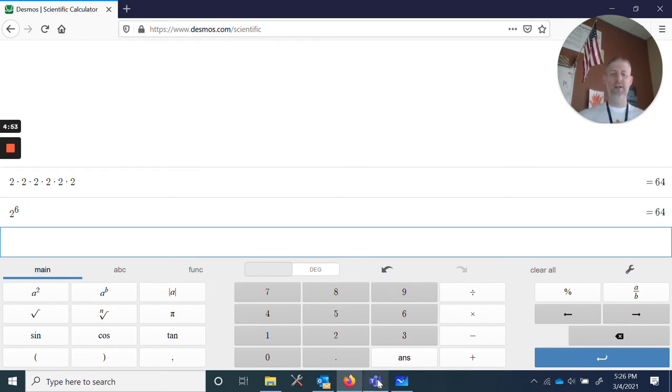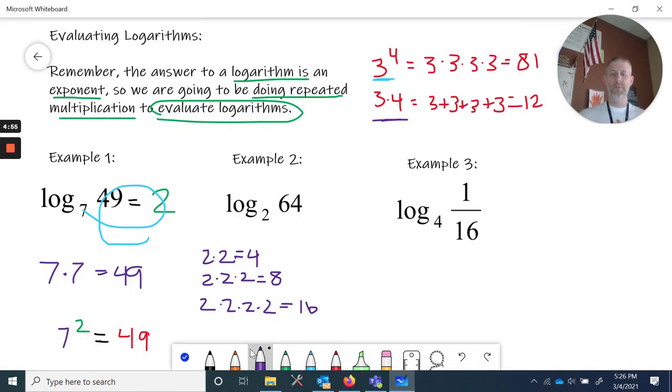Desmos.com/scientific is a great scientific calculator to use with this work. So we keep going through this process, and you can use your calculator to shorten it up for you, but we said that's going to be 6. So 2 to the 6th power equals 64.